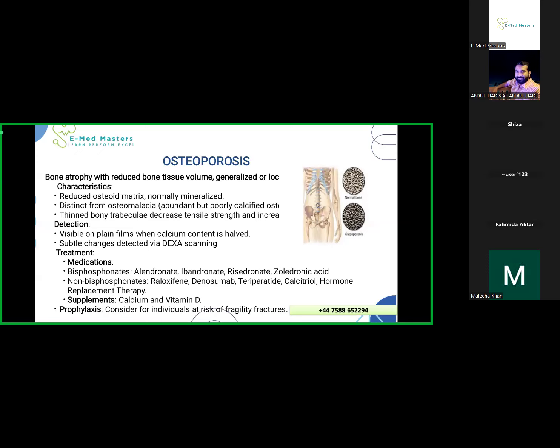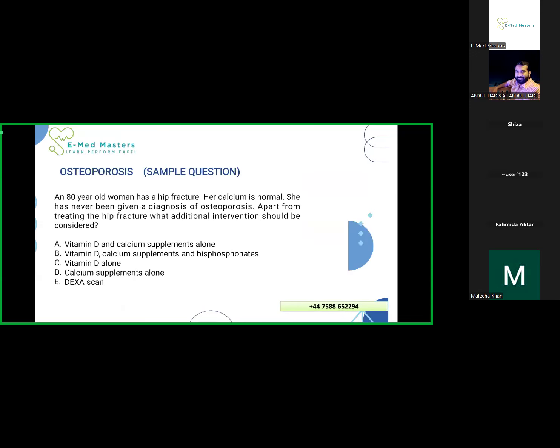So medications include bisphosphonates like alendronate, ibandronate, risedronate, and zoledronic acid. Non-bisphosphonates include raloxifene, denosumab, and different types of hormone replacement therapies. The supplements include calcium and vitamin D. Prophylaxis should be considered for all individuals at risk of fragility fractures.